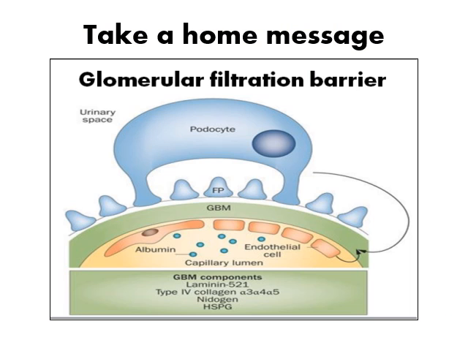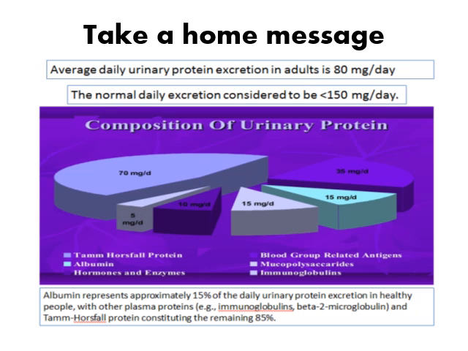Take home message at the end. Normally, the glomerulus is composed of a protective barrier, which is the glomerular filtration barrier, and this barrier is formed of multiple layers that prevent escape of proteins through this barrier. Normally, we have daily protein excretion, but it shouldn't exceed 150 mg per day, and it shouldn't exceed 30 mg per day regarding albumin, and this urinary protein is composed of multiple proteins, 15% of which is albumin. Other proteins are also excreted daily.